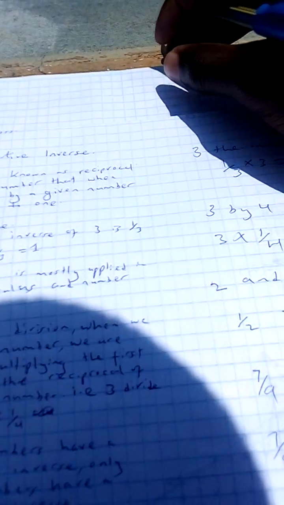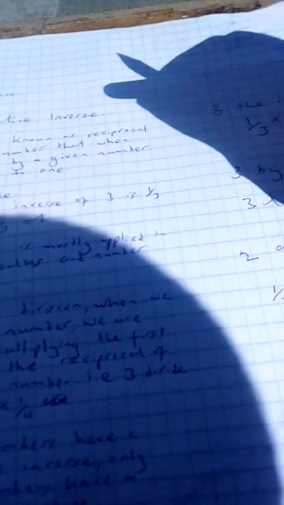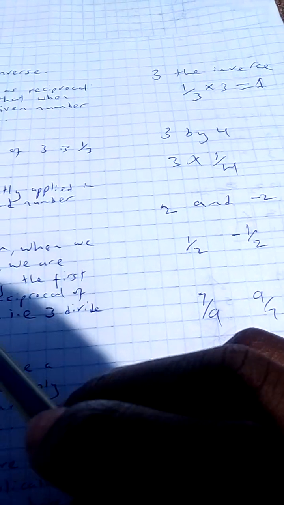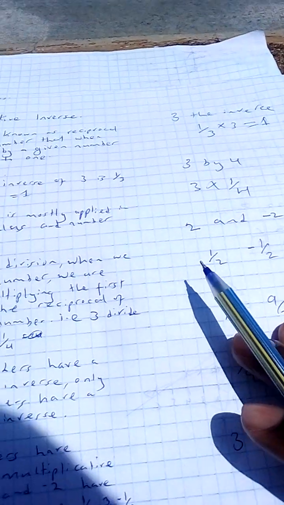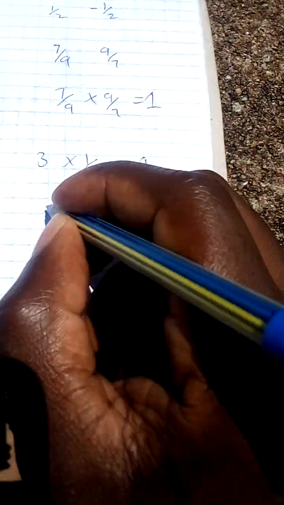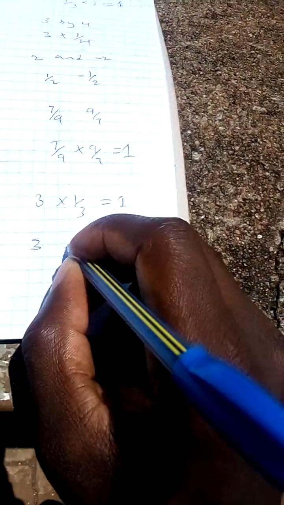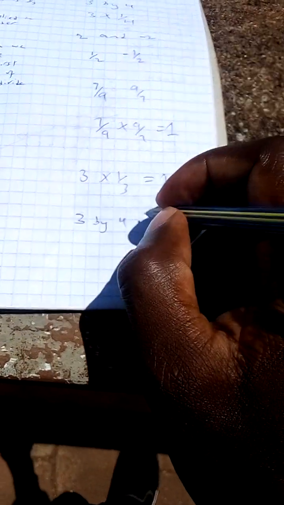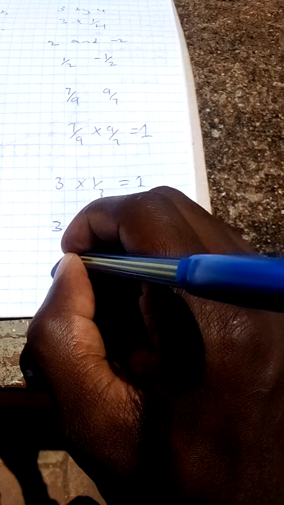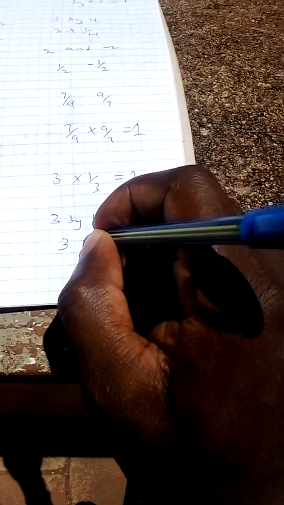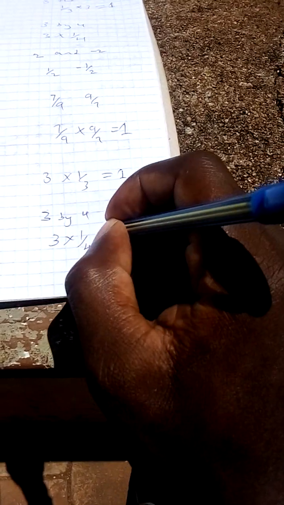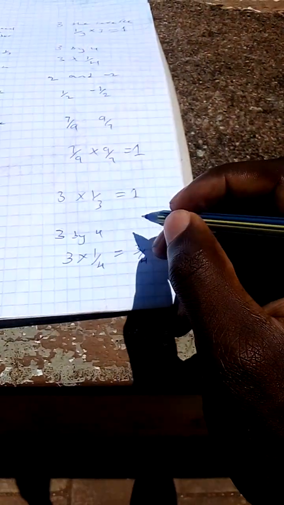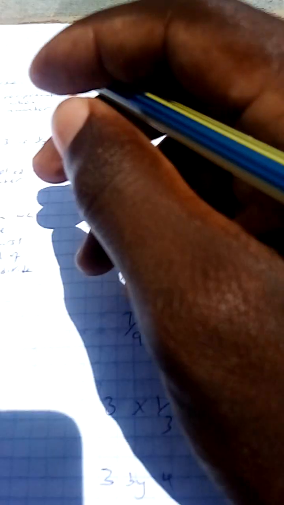In terms of division, when we divide a number, we are essentially multiplying the first number by the reciprocal of the second number. Let's take, for example, 3 divided by 4. We take 3 and multiply by the reciprocal of 4, which is 1 over 4. Then the result will be 3 over 4.